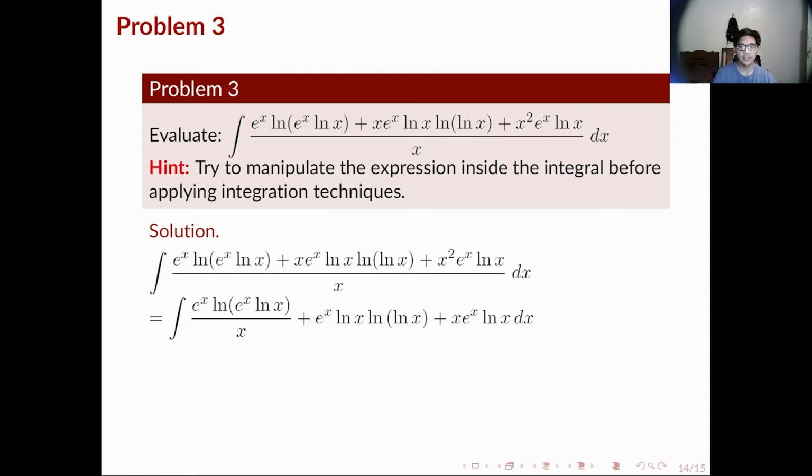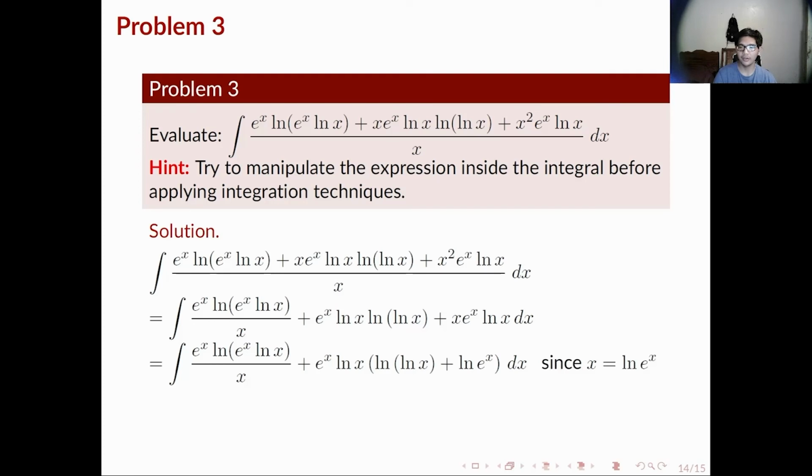Next, makita natin na common ang e to the x at ang ln of x sa second and third terms. So we take them out and the second and third terms becomes like this. But wait, saan galing yung ln e to the x? Ang ln e to the x is actually yung x natin because yung x is equal to ln of e to the x.